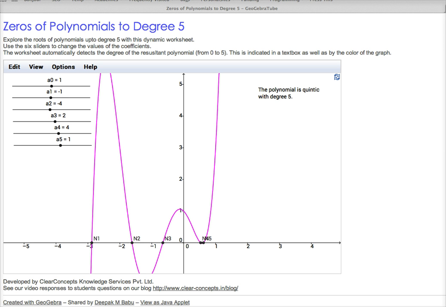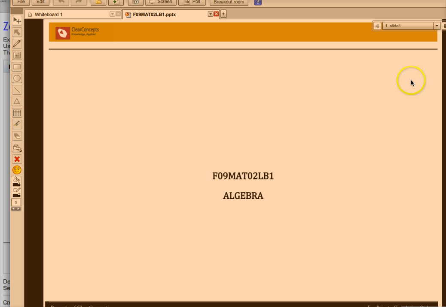Okay, very good. Let's start off. Here we go. So today we're going to look at roots of polynomials or zeros of polynomials and what that means. Here we go.